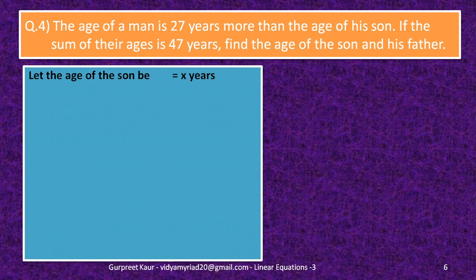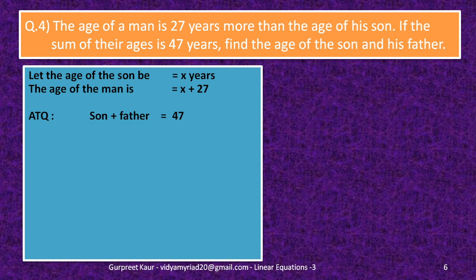Now see, let the age of the son be x years because we don't know how old that son is. So we are assuming as x. Now, the age of the man is 27 years more. To whom? To the son's age. And what is son's age? X. So, x plus 27.